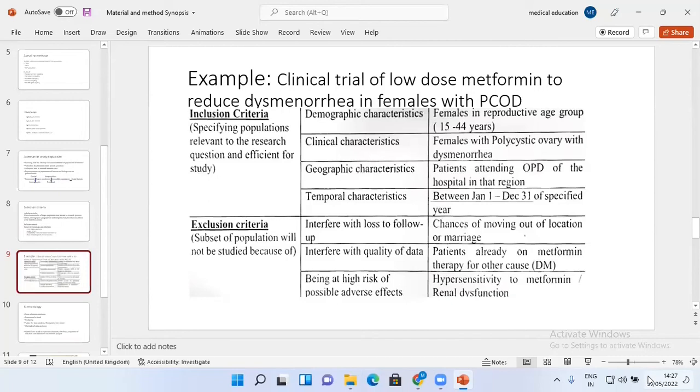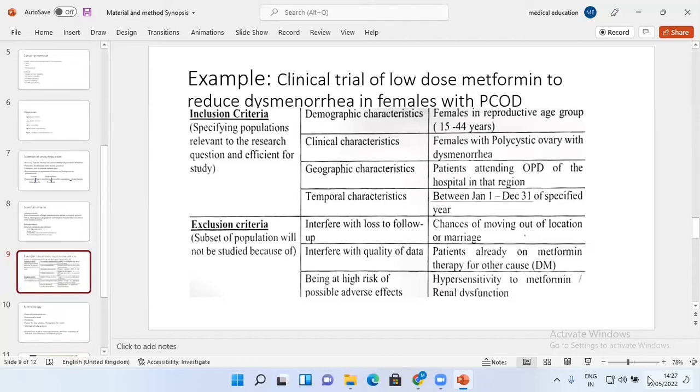Based on geographic characteristics, all the patients of PCOD with dysmenorrhea anywhere in the city of Pune, you are not going to include in your study. So whom will you include? You have access to the patients attending the OPD of a hospital, say DY Patil Vidyapeeth, Pimpri, Pune. That also you have to include in your inclusion criteria. And temporal is the time span. There are so many patients, but we are not going to do retrospective, we are going to do prospective.